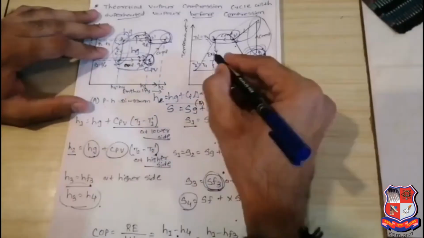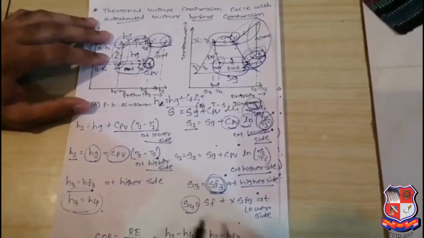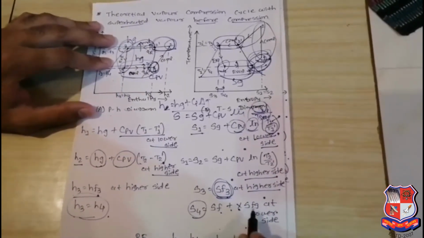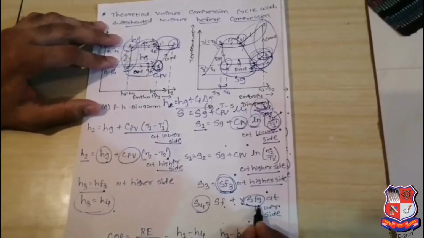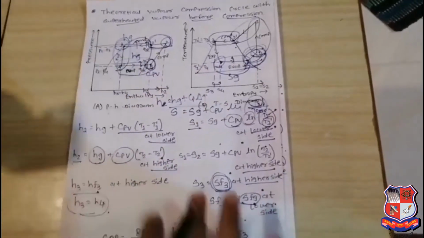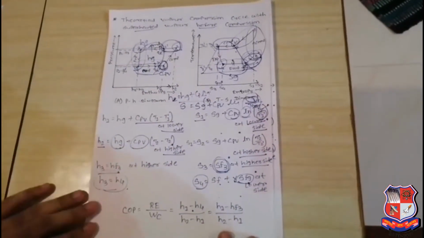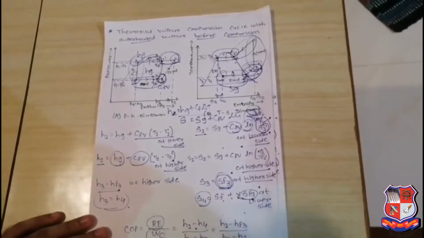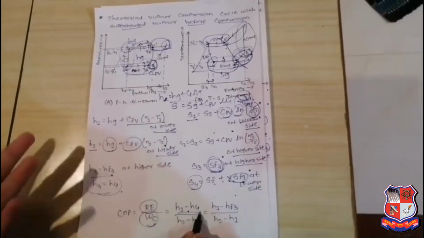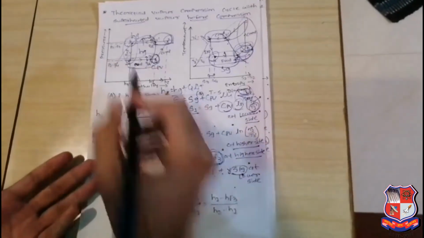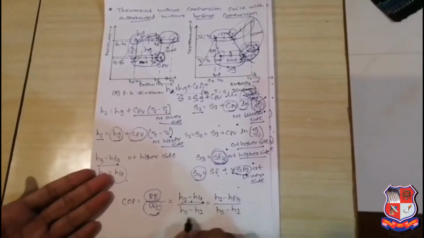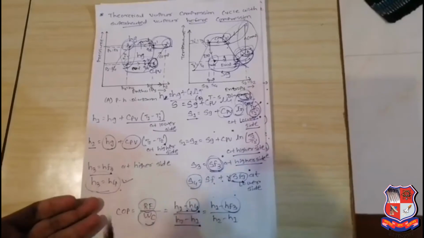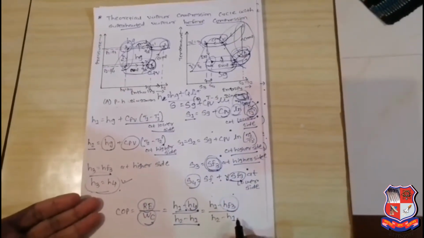Wet region I already told you how it is considered. It will be considered as entropy of the liquid plus dryness fraction into Sfg for the fourth point. Now performance: how to determine the performance of that cycle. COP is refrigeration effect divided by required compressor work. Refrigeration effect means the cooling effect produced by the machine, which is on the evaporator side, H1 minus H4, divided by required compressor work, H2 minus H1. Similarly, H4 is equal to H3, so COP is equal to H1 minus H3 divided by H2 minus H1.